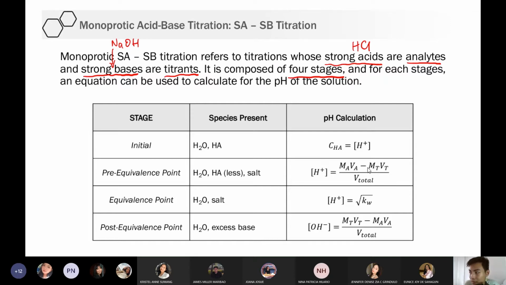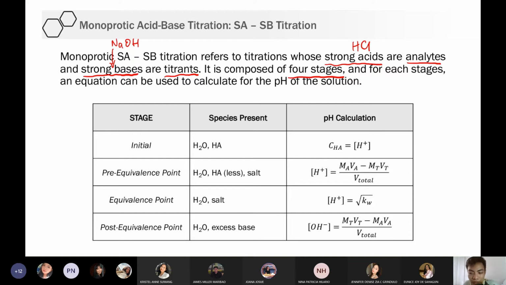Kasi nababawasan yung acid. Okay? So kaya ito yung formula niya: MAVA minus MTVT. Moles acid minus moles base, no? So yan, kasi nababawasan nga. Divided by the volume total. O ano namang ganap nitong divided by volume total?